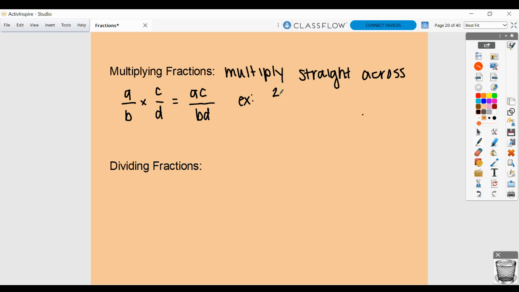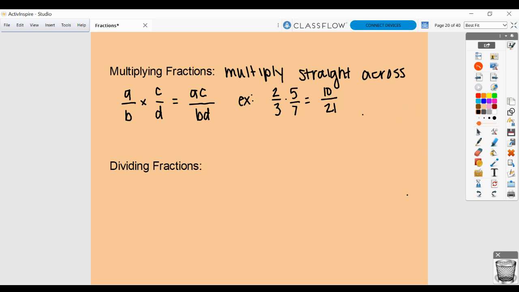For an example, if you had 2/3 times 5/7, you would have 2 times 5, which is 10, and 3 times 7, which is 21.